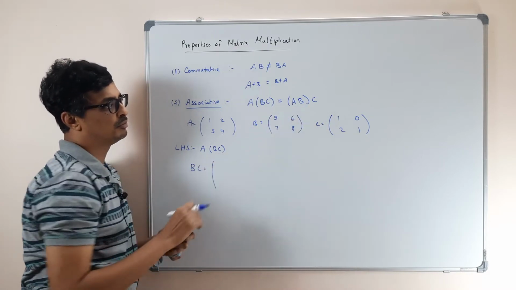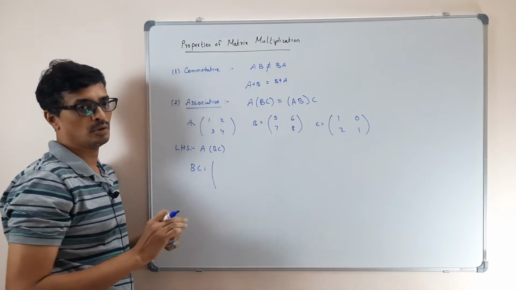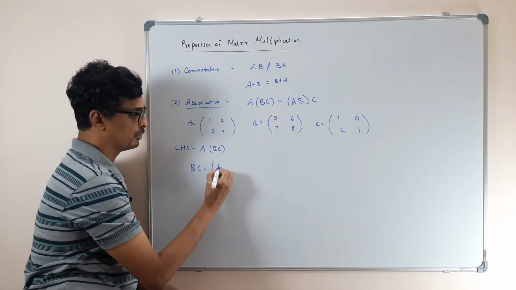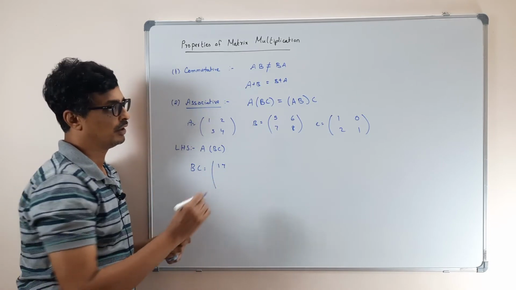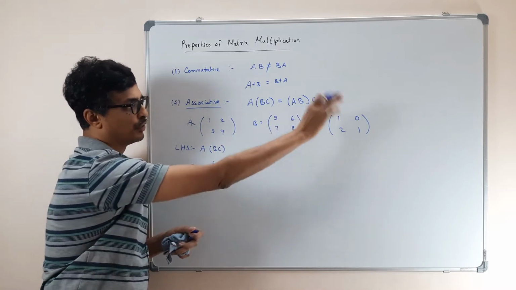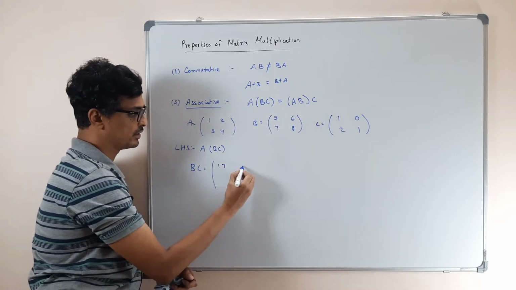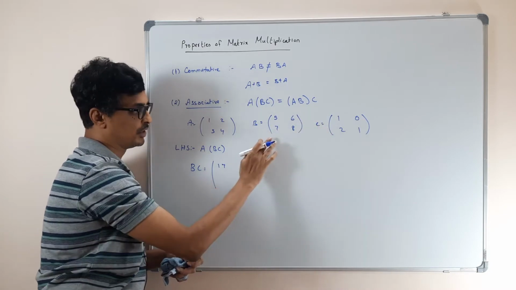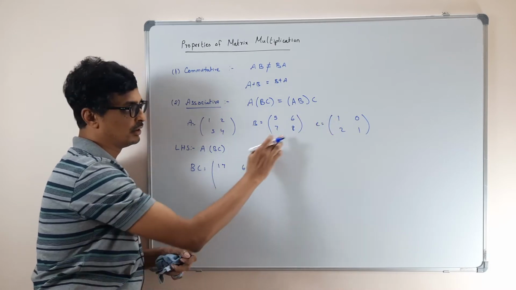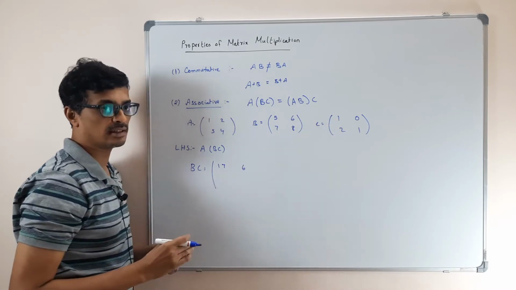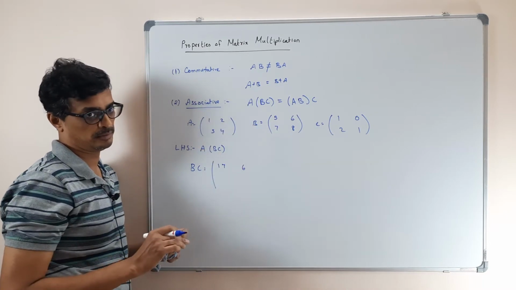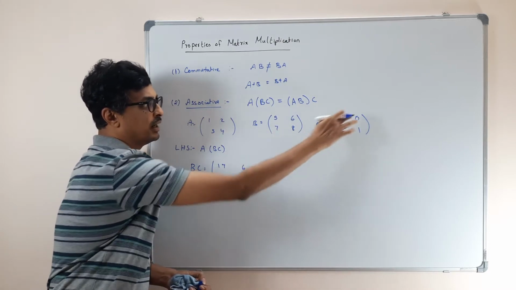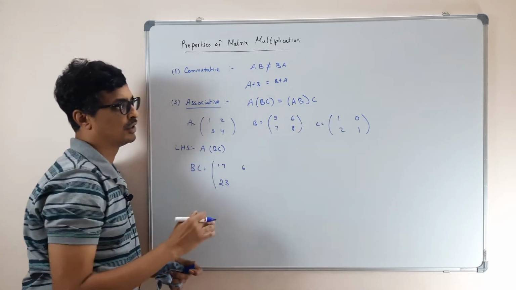5 into 1 plus 6 into 2. 6 into 2 is 12, 12 plus 5, 17. The first one will be 17. Then 5 into 0 is 0, 6 into 1 is 6, so this will be 6. Then second row, first column: 7 into 1 is 7, plus 8 into 2 is 16, 16 plus 7 is 23. And the second row and second column is 8.